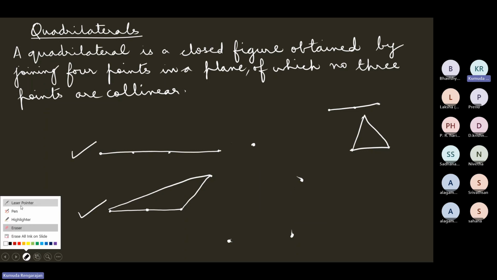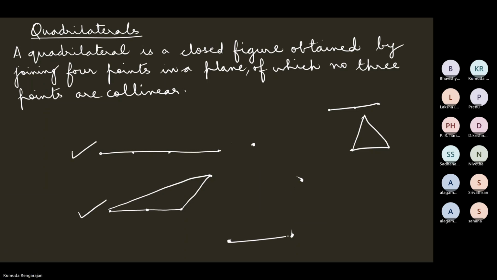So in order meaning, see, a quadrilateral is formed. So a quadrilateral is a closed figure obtained by joining 4 points in order, in a plane of which no 3 points are collinear.